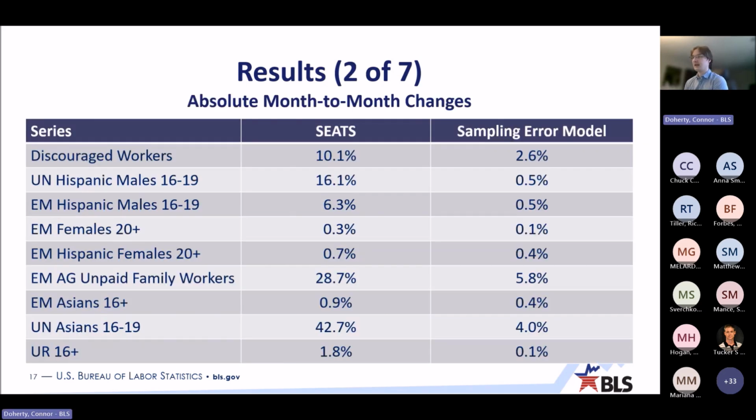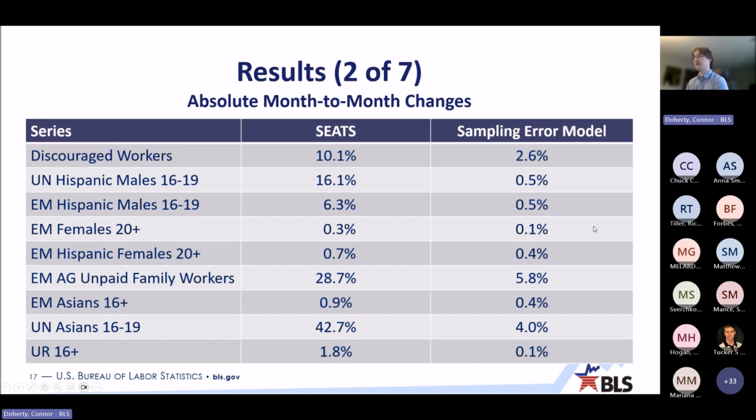This is a table of our absolute month-to-month changes. We've got 9 just randomly selected series that we looked at. And here we've got the month-to-month changes for seats and the month-to-month changes for our sampling error model. And you'll see across the board, the sampling error model has smaller absolute month-to-month changes. So our series are less noisy, and we'll see a little bit later on the plots, it's easier to interpret and see the trends, see what's happening.